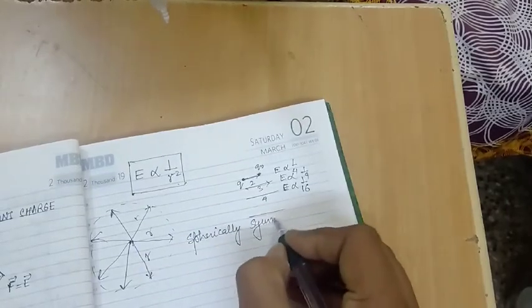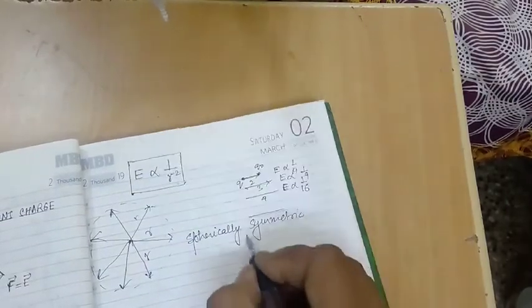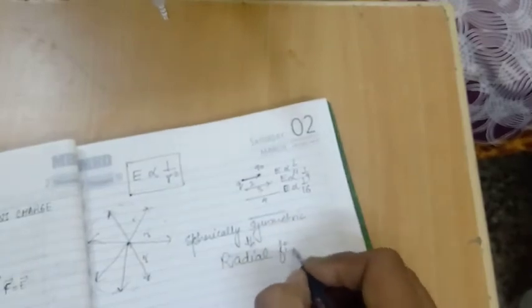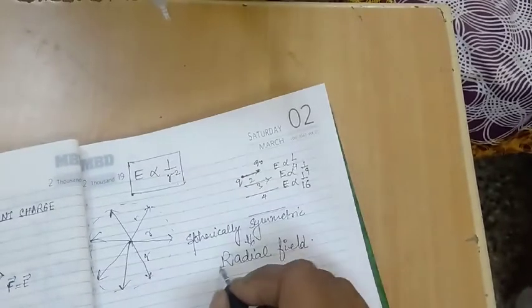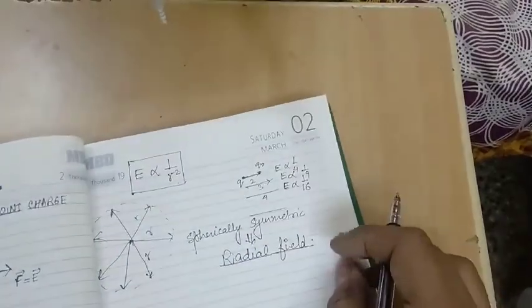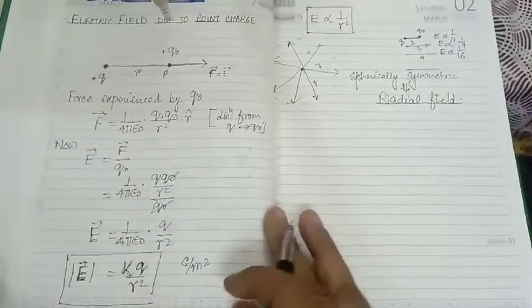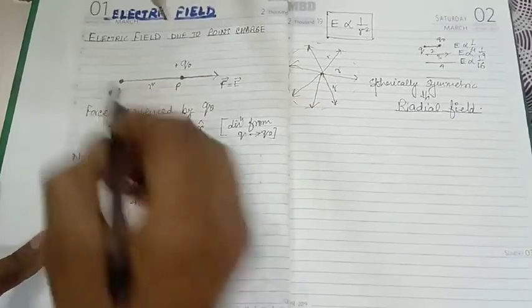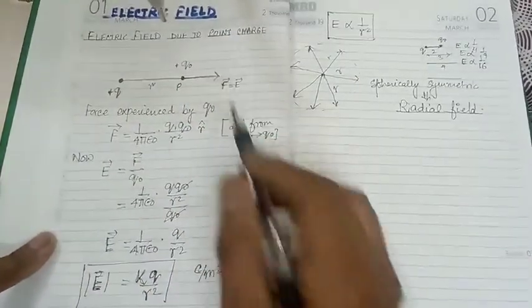It is spherically symmetric, or we call it a radial field. Electric field is also an example of a radial field. So this concept is very important. By a single charge, what is the strength of this source field, the electric field due to a point charge.